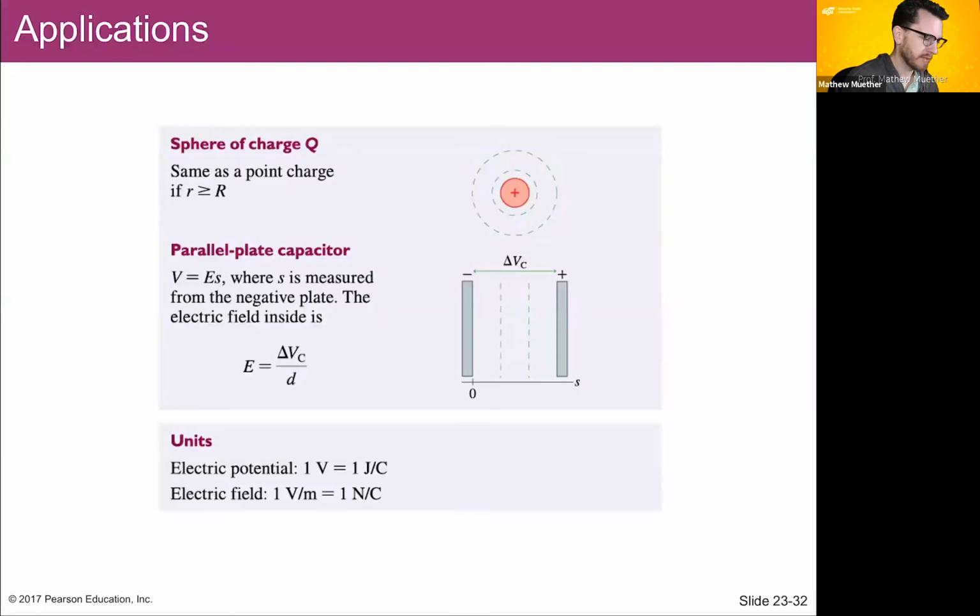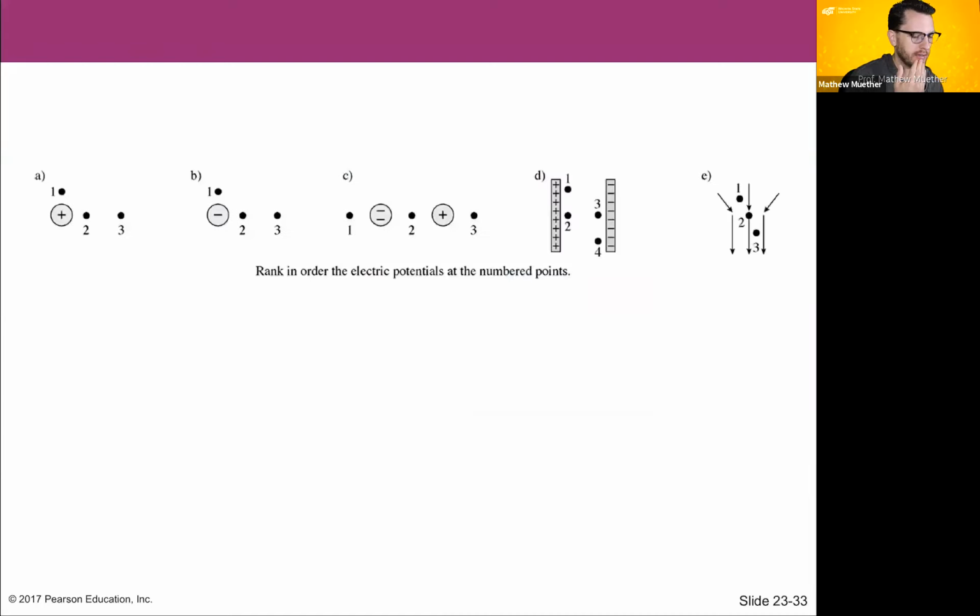All right, we'll come back to this. So let's try this problem here. I have 5 different charge configurations, and we're thinking about what are the electric potentials that get established around these objects. And I have 3 different points drawn around each different charge distribution, and we want to rank in order the potentials, the electric potential at the numbered points. Okay, we're going to rank them in order from highest to lowest.